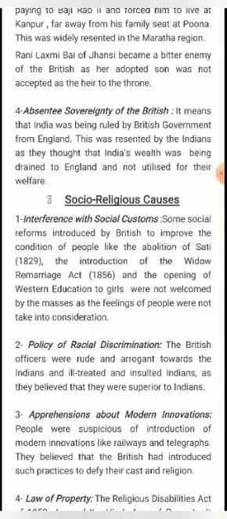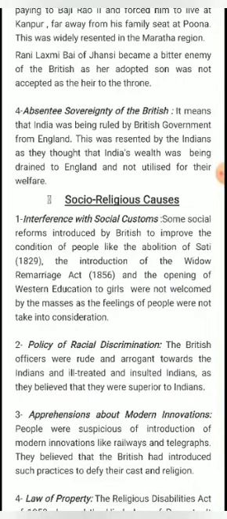The second cause was the policy of racial discrimination. The British officers were rude and arrogant towards the Indians and ill-treated and insulted Indians as they believed that they were superior to Indians, which hurt the feelings of the Indian people.